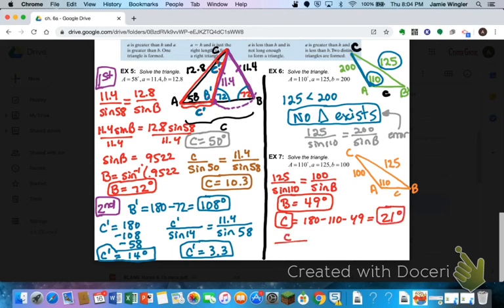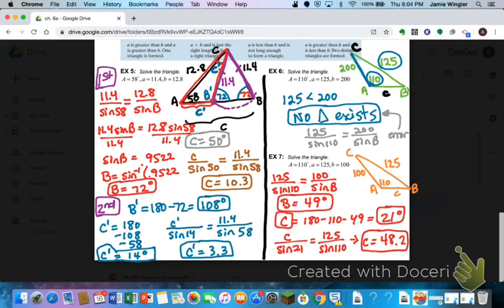And then side C over the sine of 21 equals 125 over the sine of 110. When I work out that math and cross multiply, I get side C to equal 48.2, which I could have just said 48. They didn't tell me what to round to, so I'm just going to pick in this case. In this particular problem, I only have one set of answers.